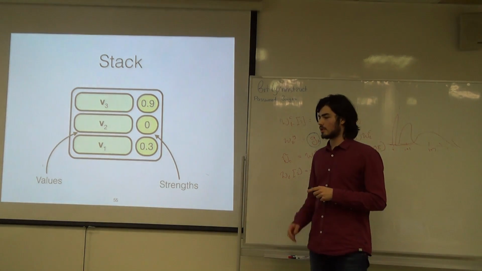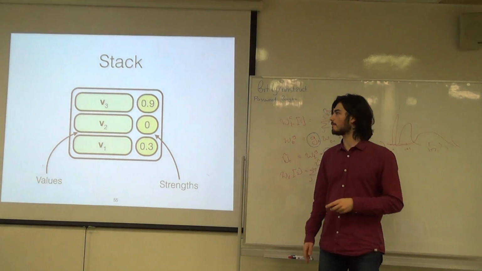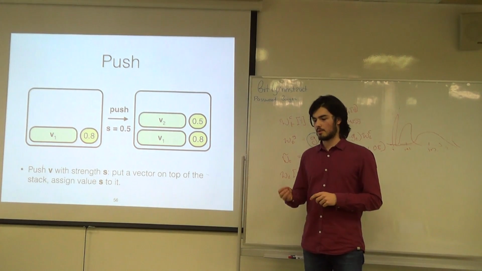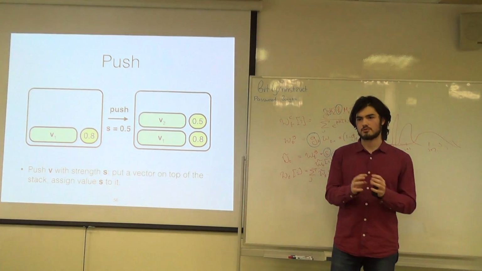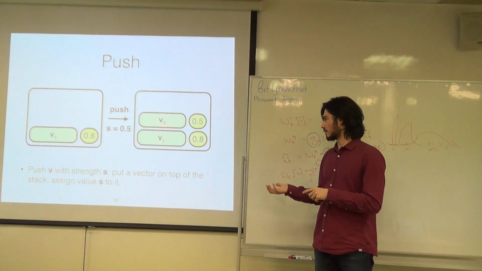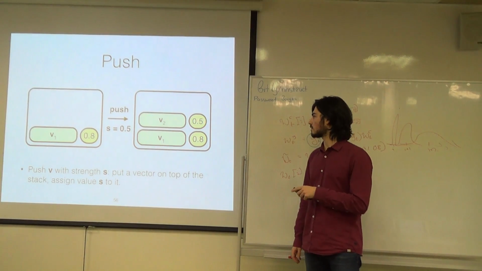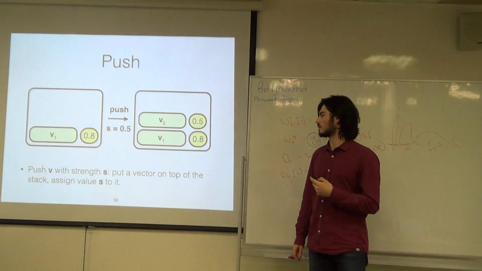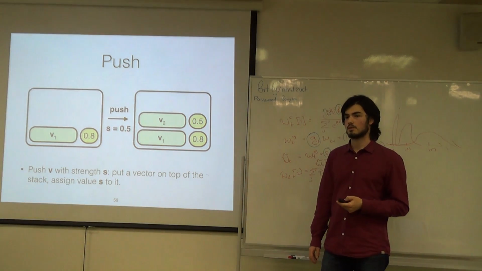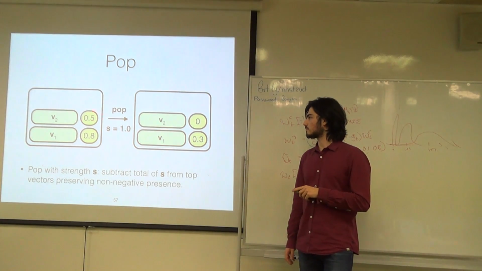Alright, so now let's describe the 3 main operations for stack: the push, pop, and head. Alright, so push. We want to push some vector v with strength s. To do this, we just push vector v into the normal stack and assign the strength to it, the one that was asked. Okay. So the pop, you do as follows.